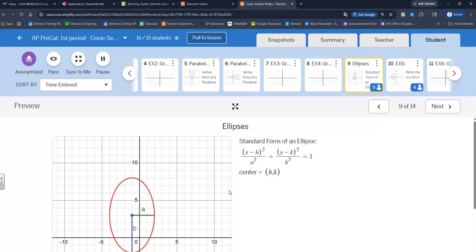And if you want to adjust the size, you change these numbers underneath your x minus h squared and your y minus k squared. If you want the ellipse to be wide instead of tall, your A value is going to be bigger than your B value there. So try the next couple slides on your own.